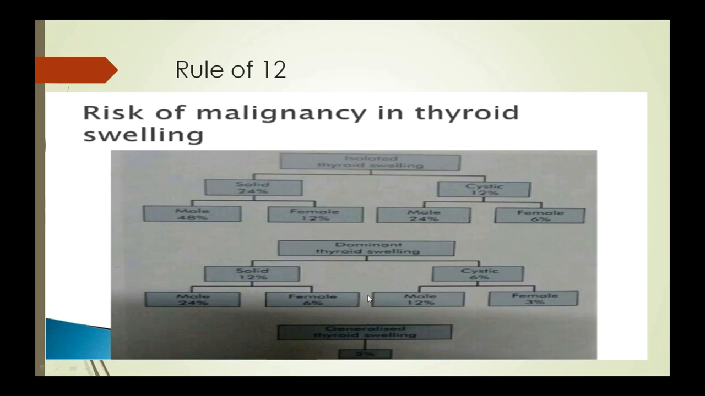This is a chart from Bailey. I got it online, but it is there in Bailey. This is the rule of 12 in case for malignancies and thyroid swellings. What is important is that the incidence of malignancies is more in isolated thyroid swellings than dominant thyroid swellings, and the incidence is more with solid swellings than cystic swellings. If it is found in a male, the chances of it being malignant is more.